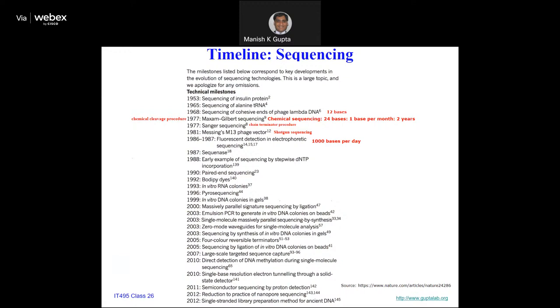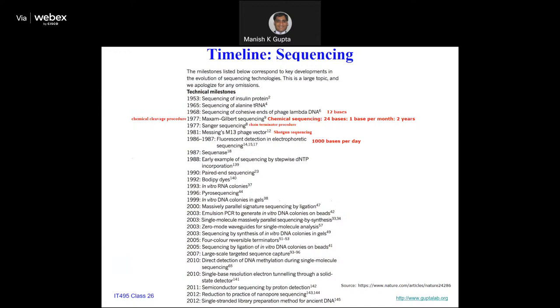Then Sanger sequencing became a popular method, using the chain terminator procedure. This is another detail, so I'm not going into the details of any of these, because we have to cover a lot of other stuff. But anyway, the main thing that was discovered, the M13 phage vector, was again using shotgun sequencing.